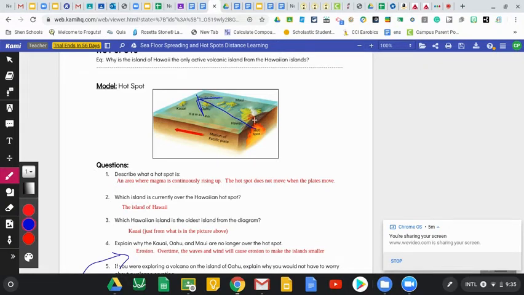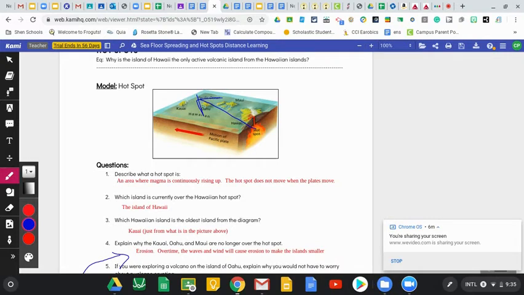So volcanoes on the Hawaiian island, not like the state of Hawaii, but the actual island that's called Hawaii, I know that's a little confusing, has active volcanoes because it is over a hotspot. So magma is continuously rising up. Which Hawaiian island from here is the oldest?